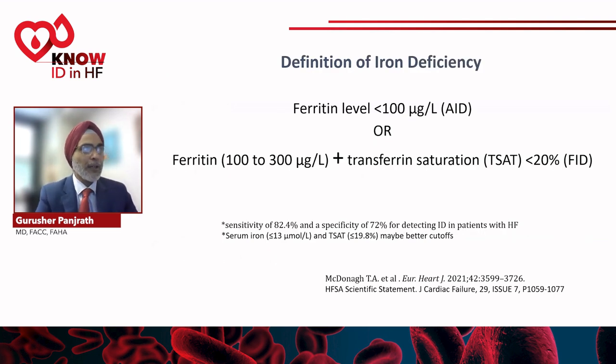Again, honing in on the definition of iron deficiency in heart failure, remember, if it's a ferritin level less than 100, it meets the diagnosis straight up. Now, if you have a ferritin of 100 to 300 and a transferrin saturation of less than 20%, that again meets the definition of iron deficiency in heart failure.